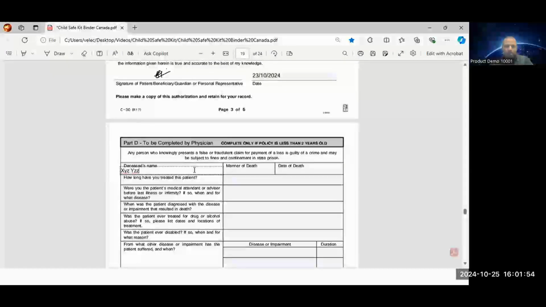If any of this information does not match, there might be a delay when it comes to the claim. Not to mention, the underwriter might see this application as misrepresentation or fraud. So that's the reason why I need to make sure that all the information matches in all these forms. Now, manner of death.